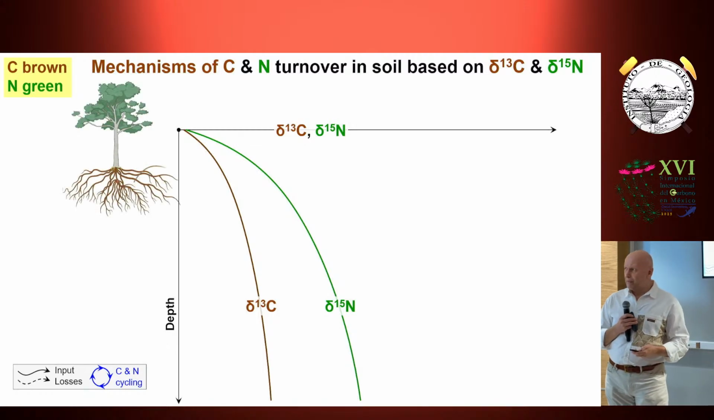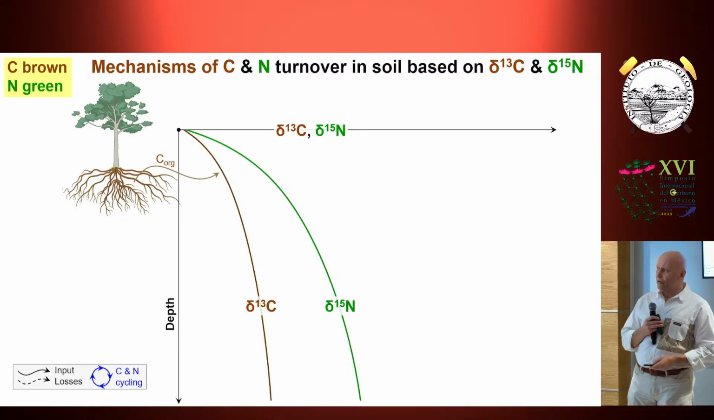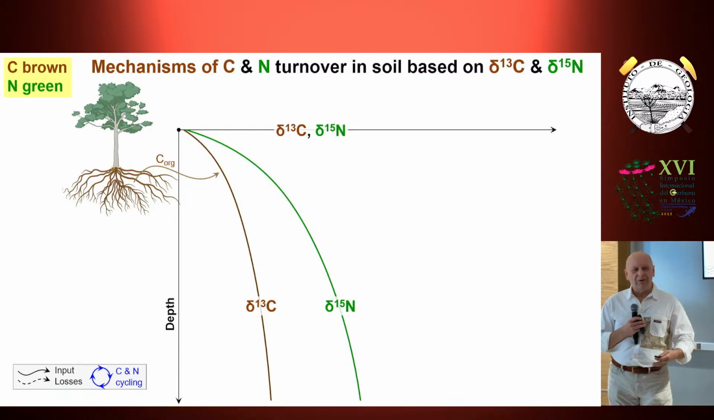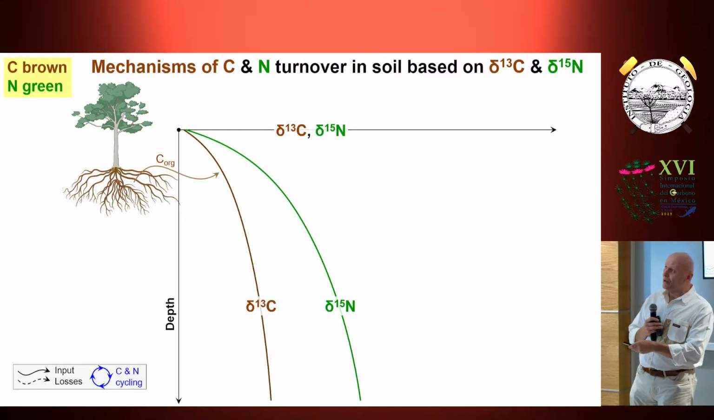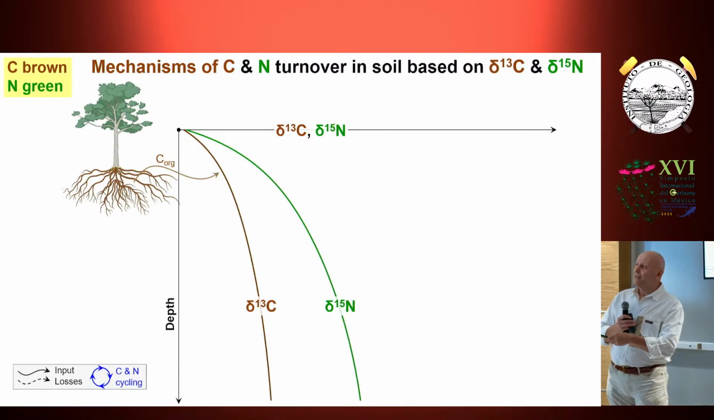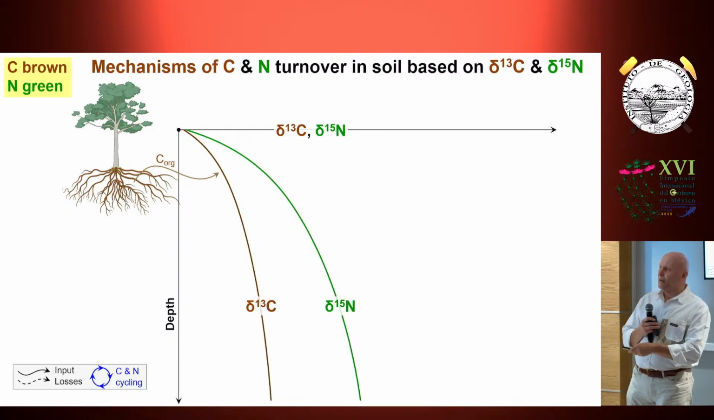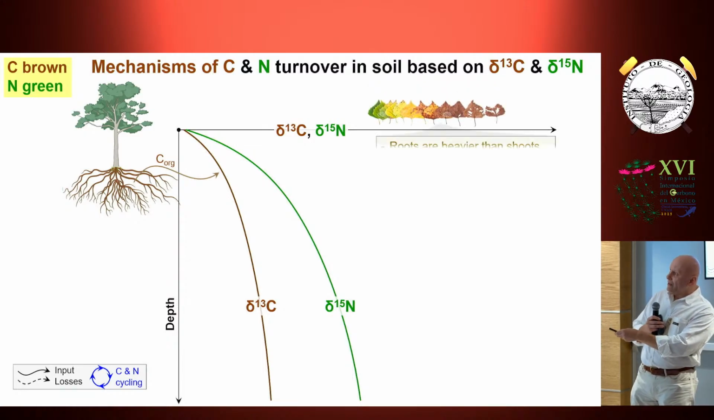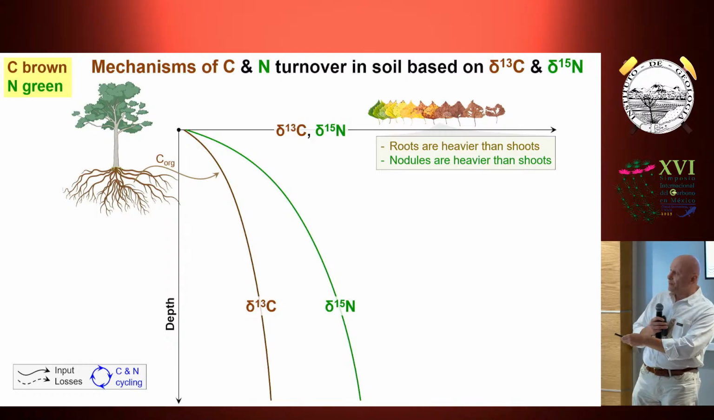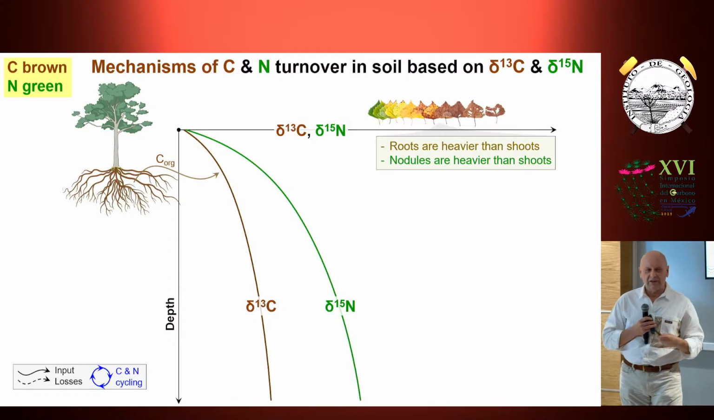The first step is the formation of soil organic matter. This is carbon which is coming from the roots, and roots are usually isotopically heavier than the shoots, and consequently litter coming from the shoots has a more negative value compared to the litter which will be formed in the deeper soil coming from the soil organic matter. This is presented partly here, so the roots are heavier than the shoots.